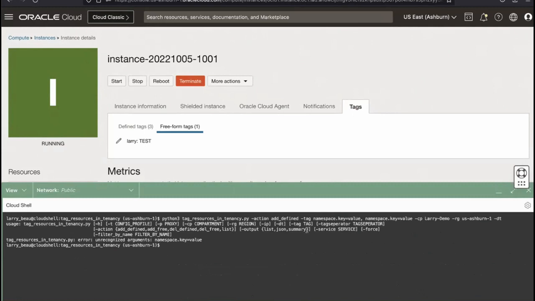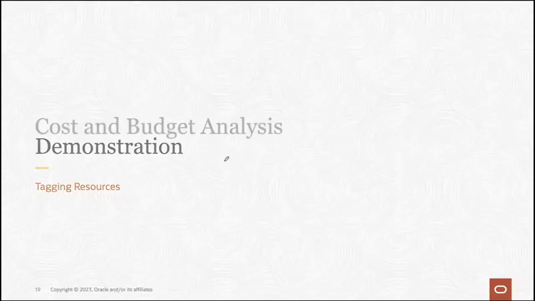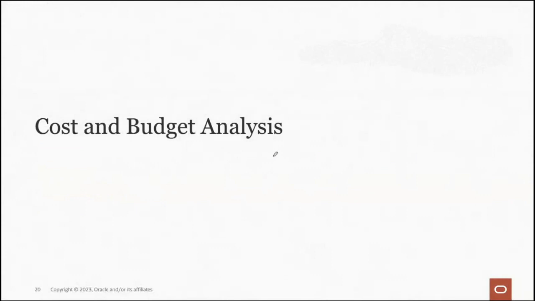So this is something where I do need to fix the tag namespace because I was doing kind of a test here, but this is an example command as well, where you can do action, add defined, tag namespace, key, value, which compartment, and then what region. The -dt is actually to run it when you're in the Cloud Shell. But this will help you if you haven't started tagging. But with that said, I'm going to go back to the slide deck and then hand it over to Anand to take us through some more components around budget and alerting and cost analysis.